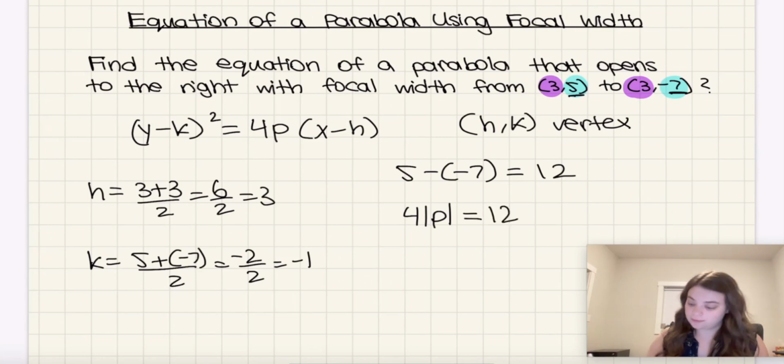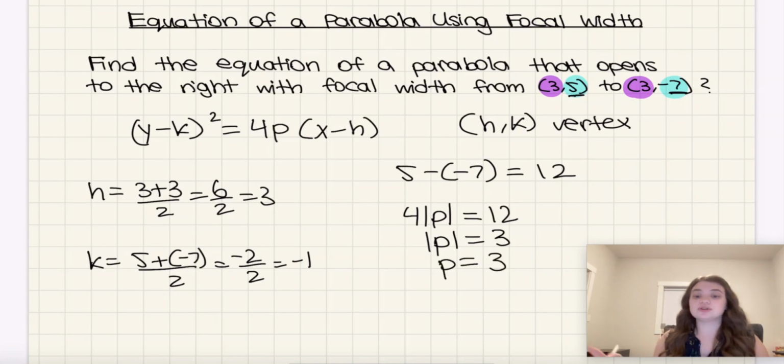Then if we divide by 4, we get that the absolute value of p must be equal to 3. And because the parabola in this case opens to the right, we only need to consider the positive answer, p equals +3. Whereas if it were to open left, we would only consider -3. So keep that in mind as to why in this case we're just considering 3 and not -3.